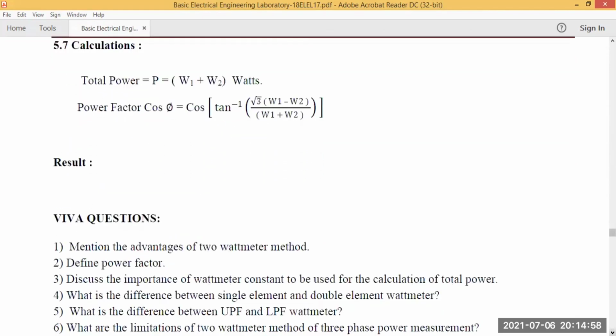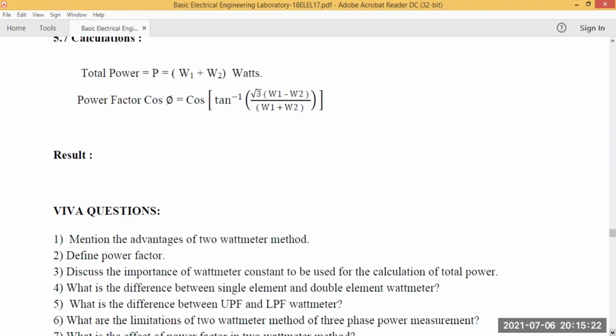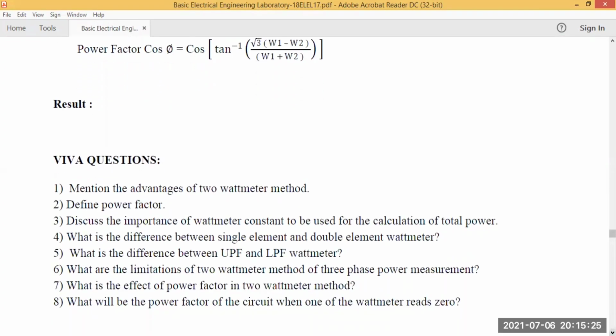Here are the calculations. The total power P is equal to W1 plus W2 in watts. We find the power factor cos phi is equal to cos of tan inverse of root 3 times (W1 minus W2) divided by (W1 plus W2). So this is the power factor formula.